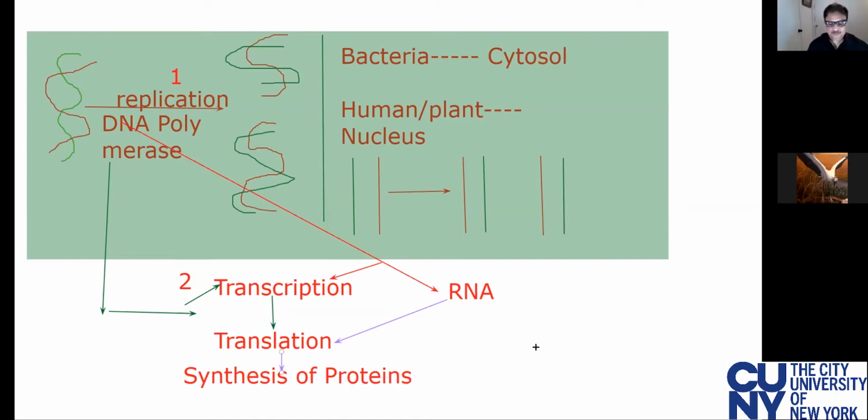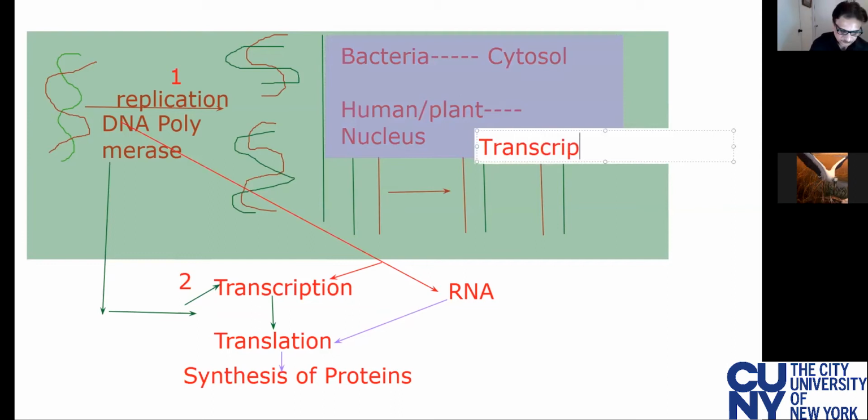Synthesis of proteins. Now, what did I mention to you? That in bacteria, the process of replication occurs in the cytosol, because there is no nucleus in bacteria. In humans, the process of replication occurs in the nucleus. The same is the case with transcription. So in both bacteria and humans, transcription occurs where the DNA is, in the nucleus in humans.